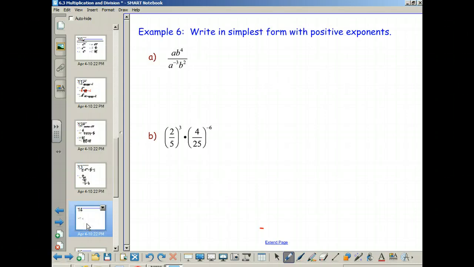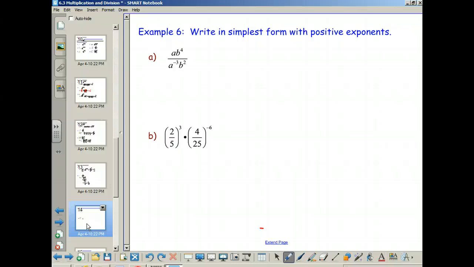All right, so I think we have time for maybe just example 6. So let's take a look at example 6. We're going to write in simplest form with positive exponents. What I want you to understand is that there's more than one way to do this problem. As we're taking a look at this, if you think of another option and you're carefully working through it, that's okay. Again, there is more than one way.